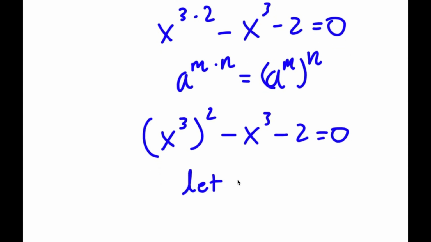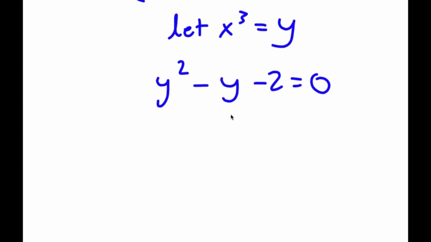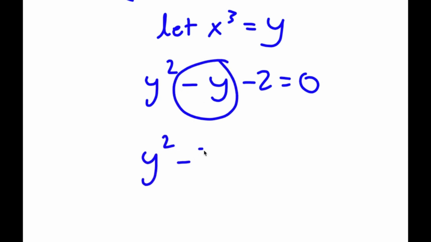And now I'm going to let x to the power of 3 equal to the variable y. So now I have y squared minus y minus 2 is equal to 0. Now we have a simple quadratic equation here. So to solve this, I'm going to rewrite negative y here as negative 2y plus y.